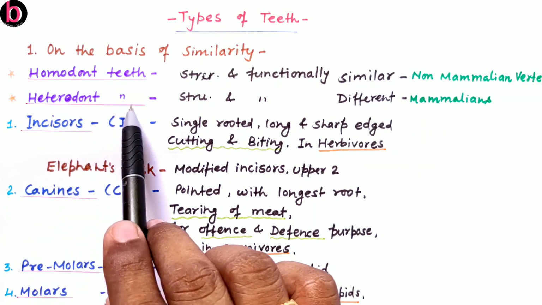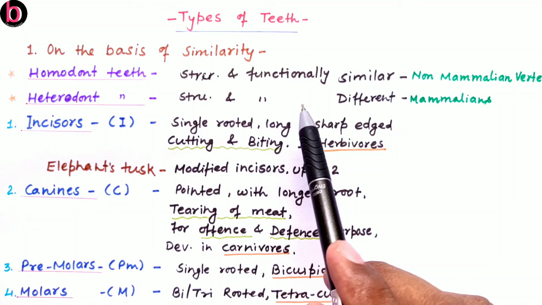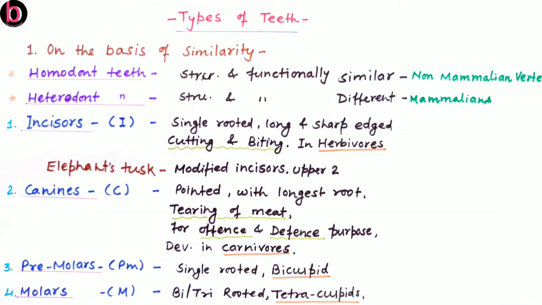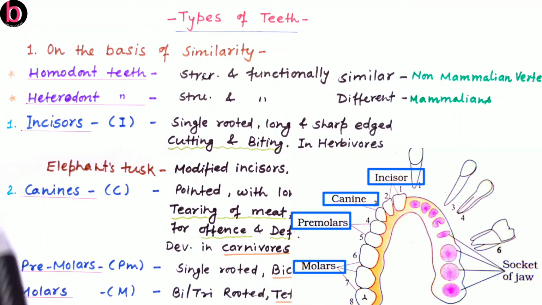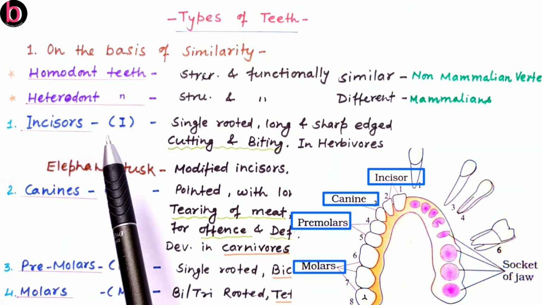The second one is heterodont teeth. Here there are structural as well as functional differences, and this kind of teeth is found in mammals, which are also vertebrates. In mammals there are four different types of teeth, named incisors, canines, premolars and molars. Now one by one.